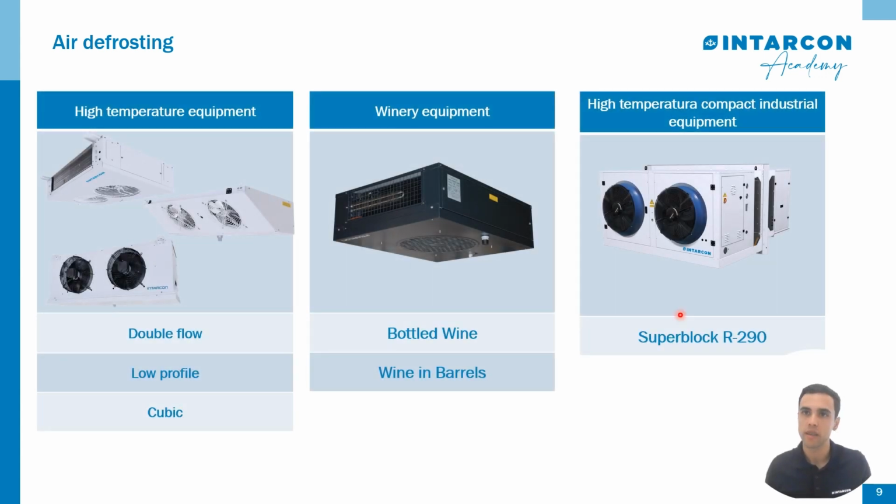This method is essential in systems that require special humidity control, such as in fruit and vegetable rooms or warehouses, but is also commonly used in workroom equipment. The air defrost system is commonly used in high-temperature evaporators such as double flow, low profile, and cubic evaporators. Intercom also has specialized equipment for wine cellars, both for bottled wine and wine in barrels. Finally, Intercom has compact industrial high-temperature equipment such as the Air 290 Superblock for high temperature.